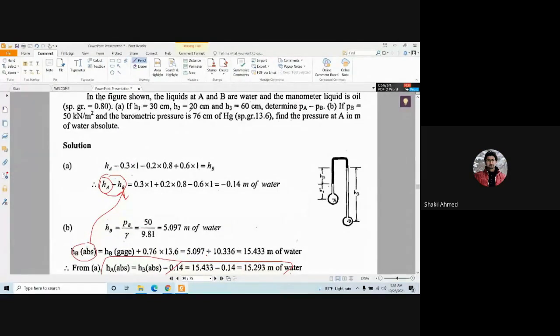If this is mercury, then it's better to memorize it. If it is anything other than mercury, then it will be given. But for mercury and water, you should remember it. Water, you know, this is 1, and mercury, this is 13.6. That's it. If this is any other liquid, then that will be given.